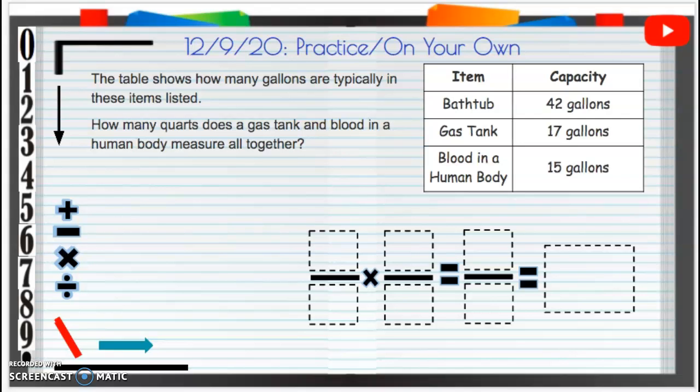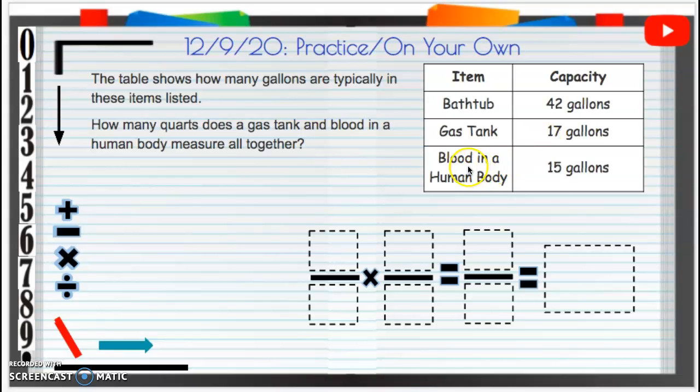December 9th, 2020, practice on your own. The table shows how many gallons are typically in these items listed. So we have a bathtub, which is typically 42 gallons that it can hold in general. A gas tank typically can hold about 17 gallons, give or take.